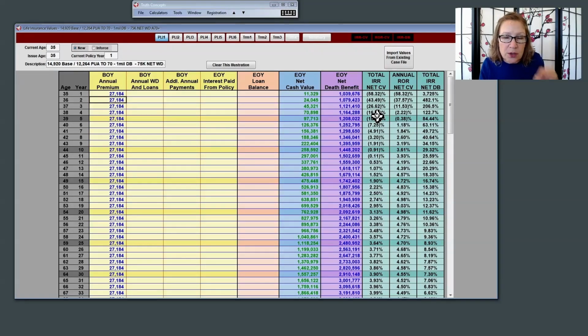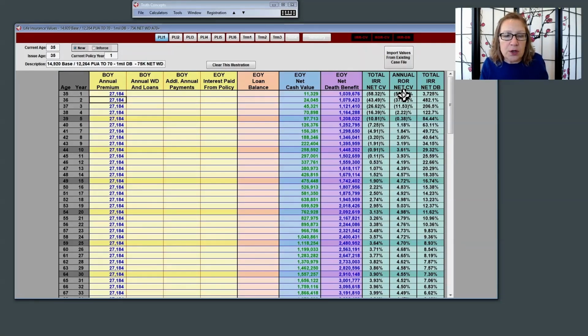And as you can see here, there's a total IRR column that is internal rate of return. This column you can actually get from your life insurance company and put it on your illustrations. I would not do that. It is an extremely confusing column.